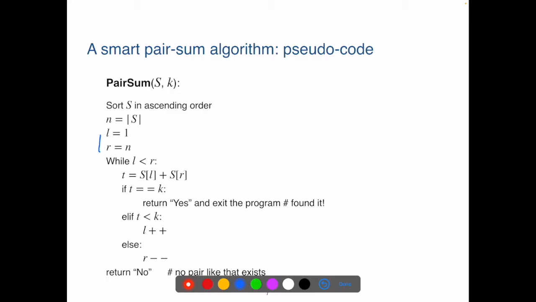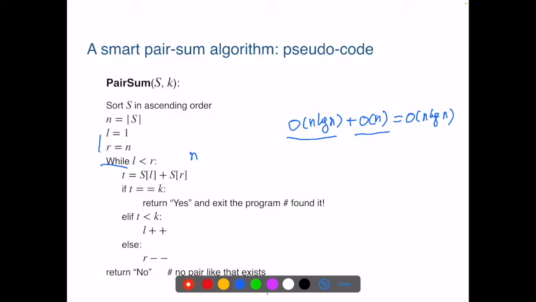This while loop executes at most n times, and each iteration takes constant time to compute an addition and performs a comparison. This algorithm thus runs in big O of n log n plus big O of n time, because sorting requires n log n time, and the rest of the algorithm requires big O of n time. So overall complexity would be n log n.